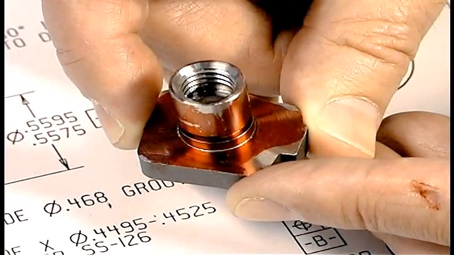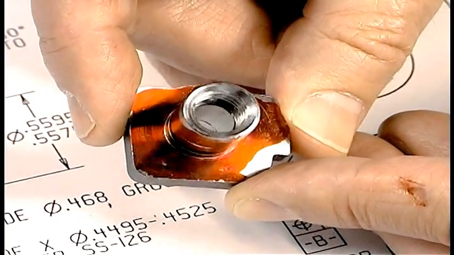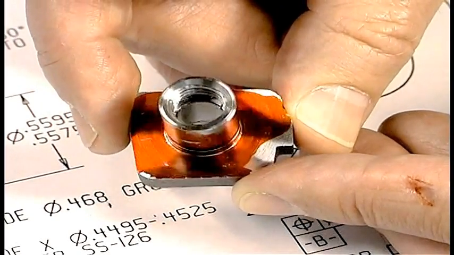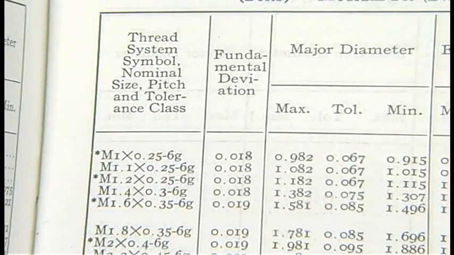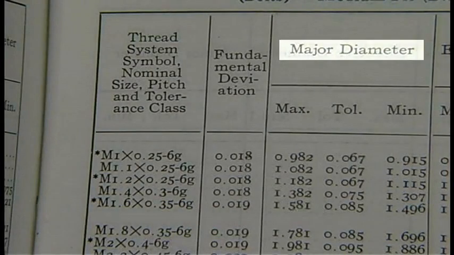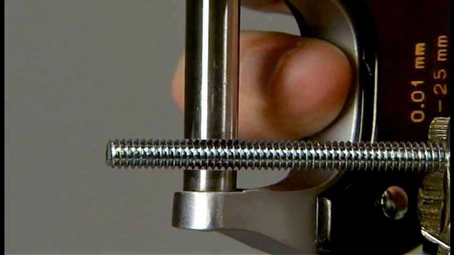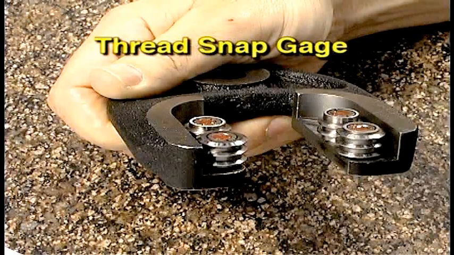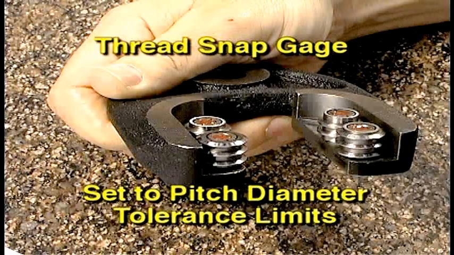Before checking threads for accuracy, allow them to cool. Clean all dirt, oil, and chips from the threads and your measuring instruments. The major diameter is part of the thread specification in both metric and inch measurements. On OD threads, the major diameter can be measured with an OD mic. Snap gauges may be used for checking both the pitch diameter and the major diameter of OD threads.